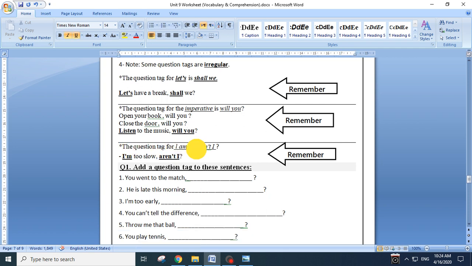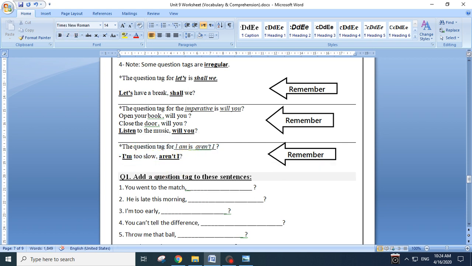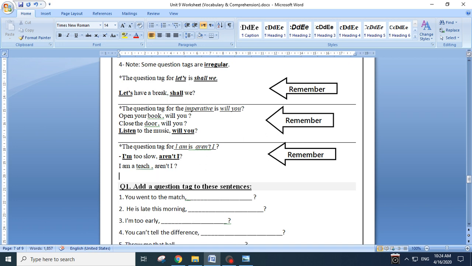The question tag for I am is aren't I. This is another thing I have to explain: we can't say I'm not I or something. We have to use aren't I. So, I am a teacher, aren't I? Another one: I am learning how to use computers, aren't I?